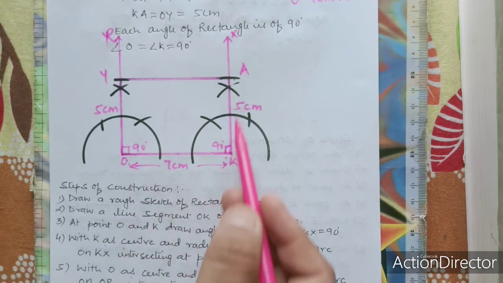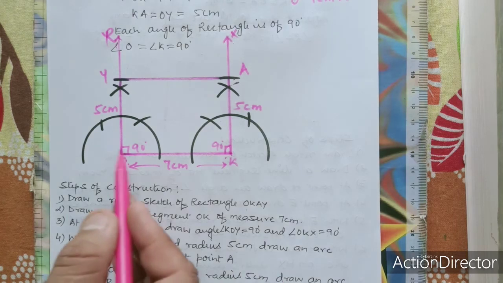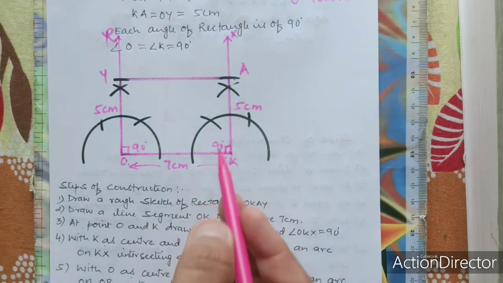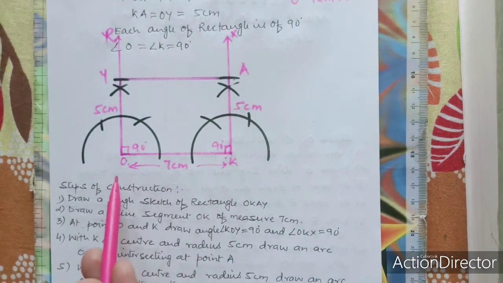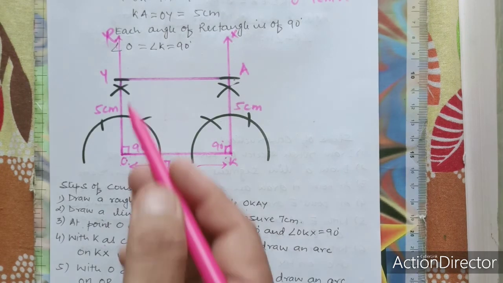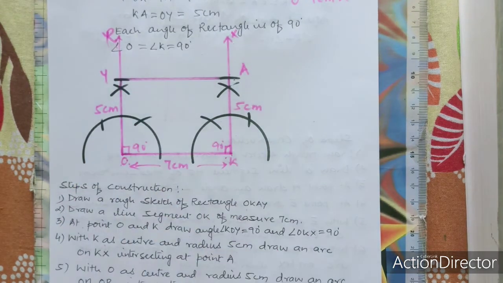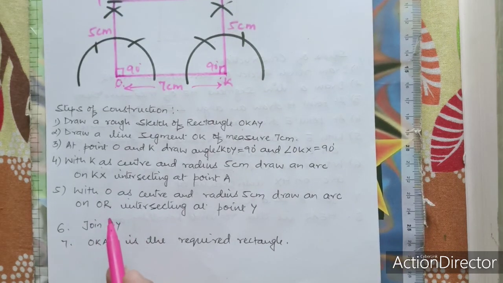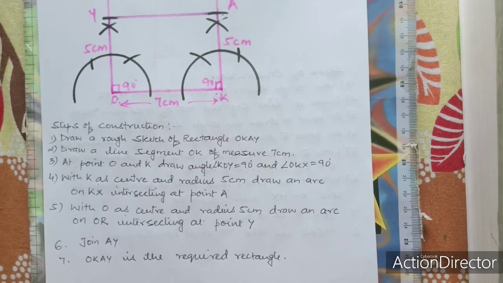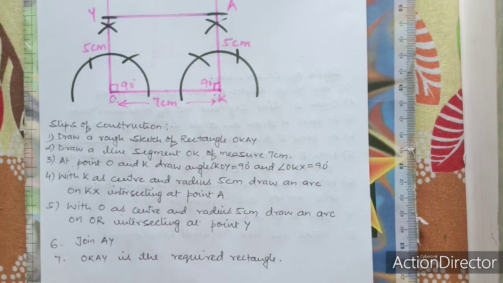Angle OKX of measure 90 degree. With K as center and radius 5 centimeter, draw an arc on this ray KX meeting at point A. With O as center and radius 5 centimeter, draw an arc on OY meeting at Y. Join AY. OAKY is the required rectangle. This is A, this is Y.